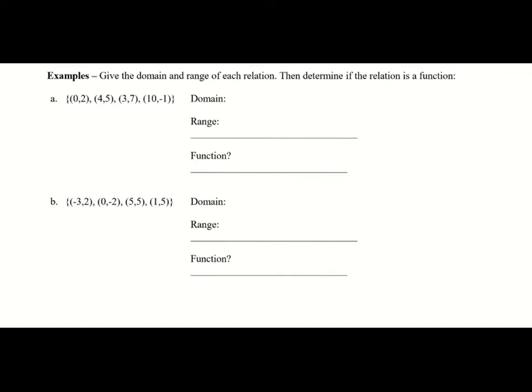Okay, so now we're going to take a look at a relation that we have here. We're going to list the domain, the range, and decide if it is a function or not. Again, remember, domain is all of the first values in your ordered pairs. So our domain here is going to be 0, 4, 3, and 10. If you do have numbers that are repeated, you only list it once, but we didn't have any repeated this time. And then my range is going to be 2, 5, 7, and -1.